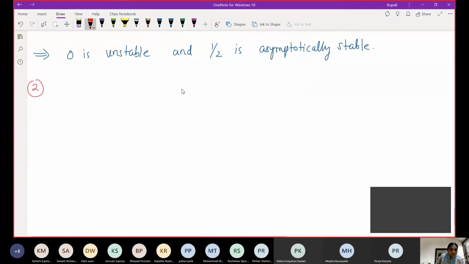f of u is equal to cos u. So what are the fixed points?